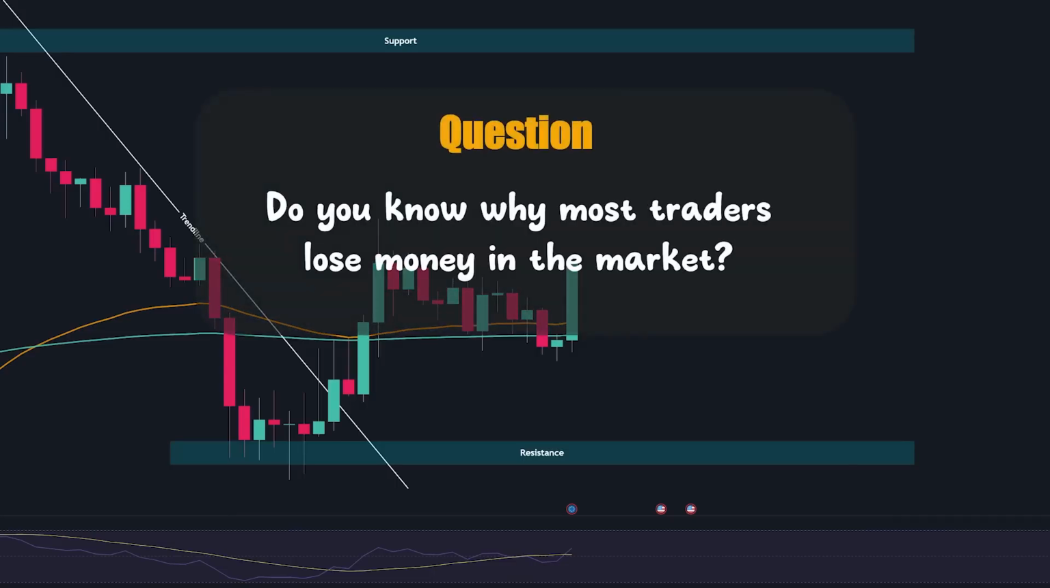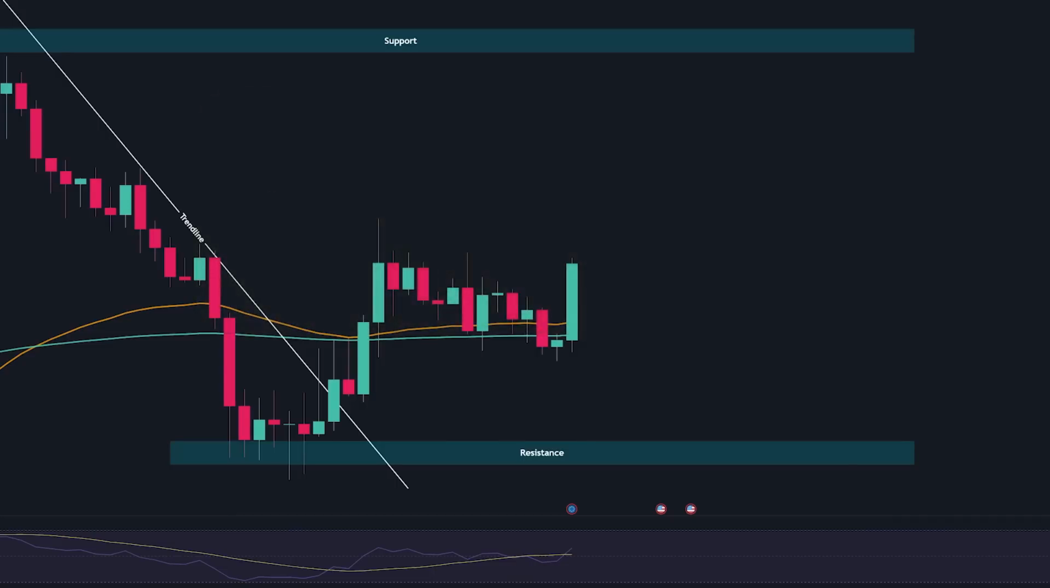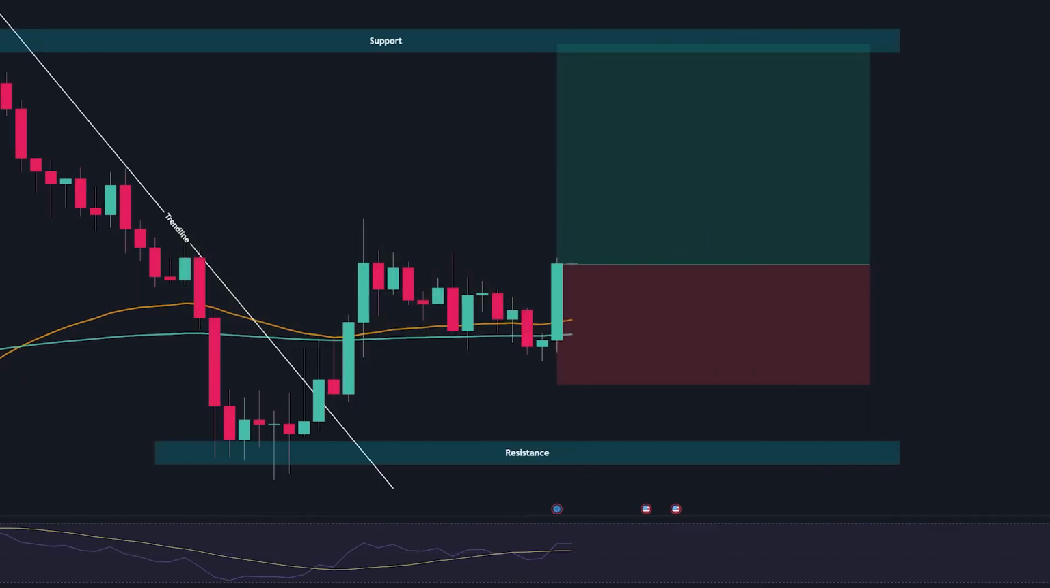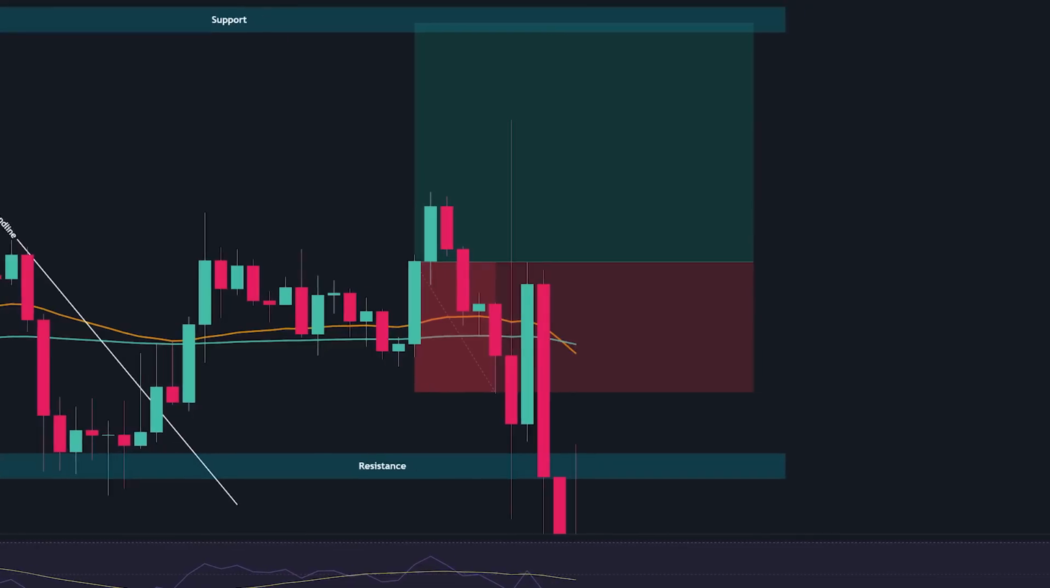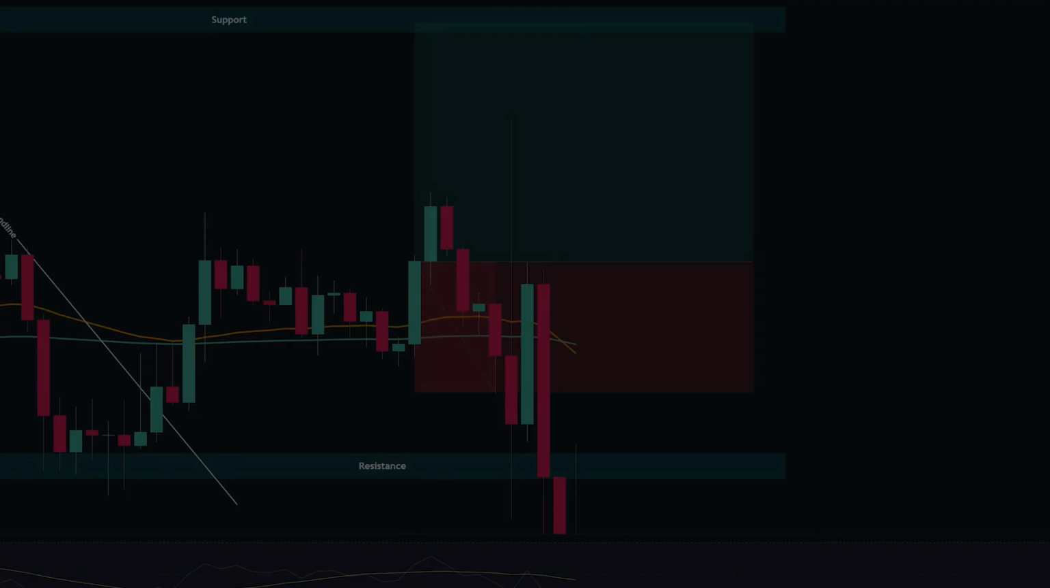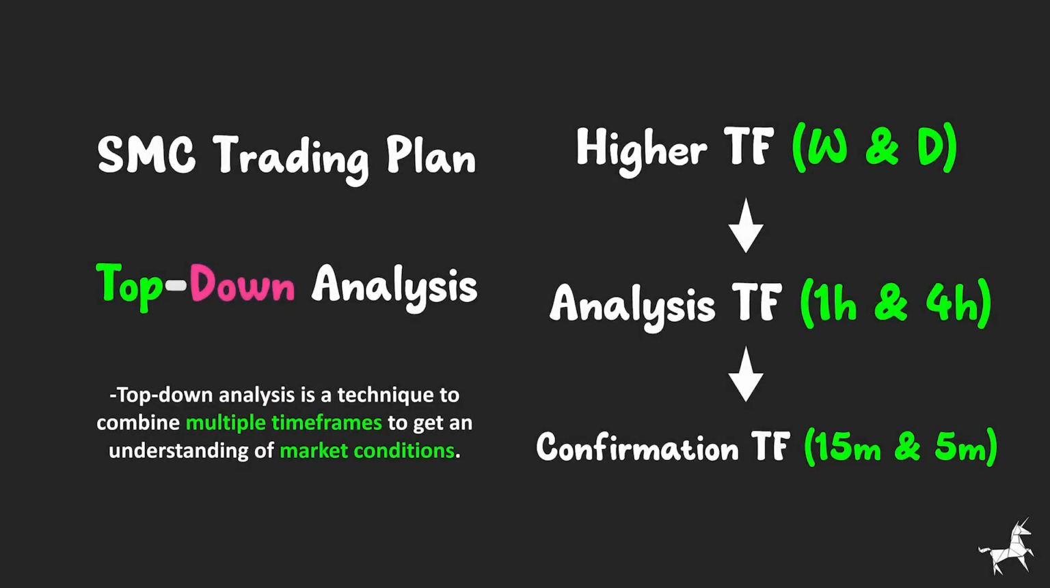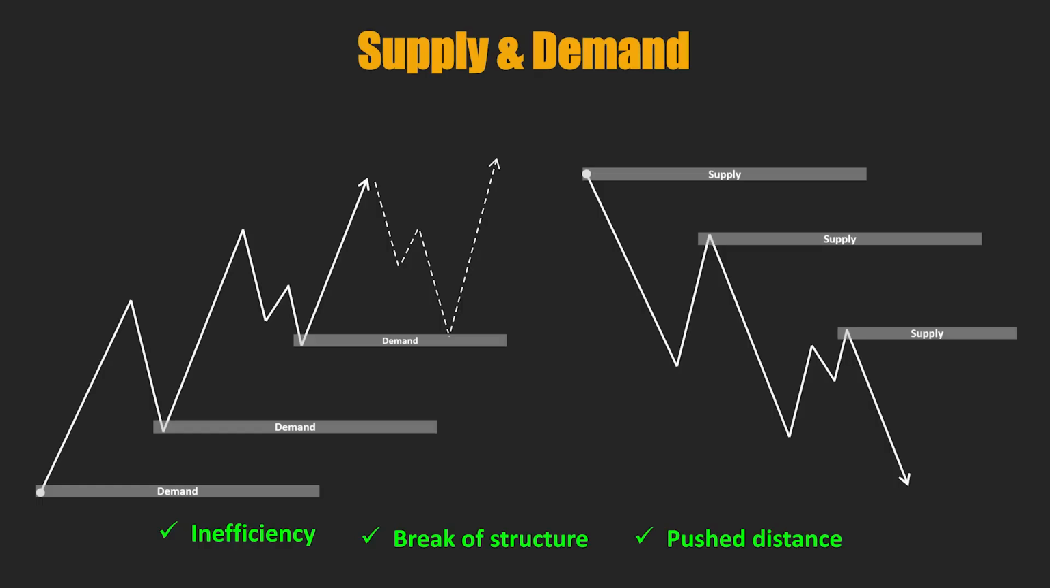Do you know why most traders lose money in the market? It's because they jump in without a solid trading plan. That's why today, we're going to show you a powerful day trading strategy, a smart money trading plan that guides you from starting your analysis till entry, with mechanical rules to be followed.